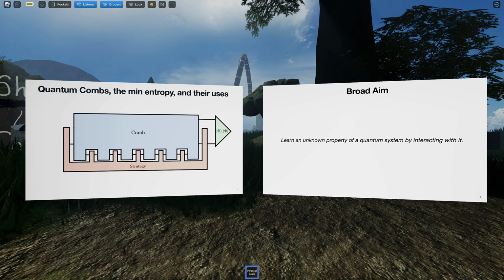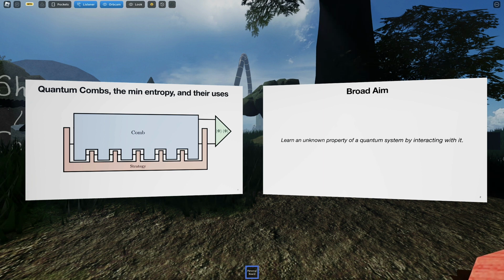This talk is going to go essentially from left to right through this title. So we'll head towards what quantum combs are. Afterwards, we'll talk about the min entropy. And then afterwards, what both of these things can be used for in conjunction with each other. On the second slide, you should see broad aim. This is just a very simple slide, a very simple sentence, but potentially vague, about what we're aiming for with these tools.